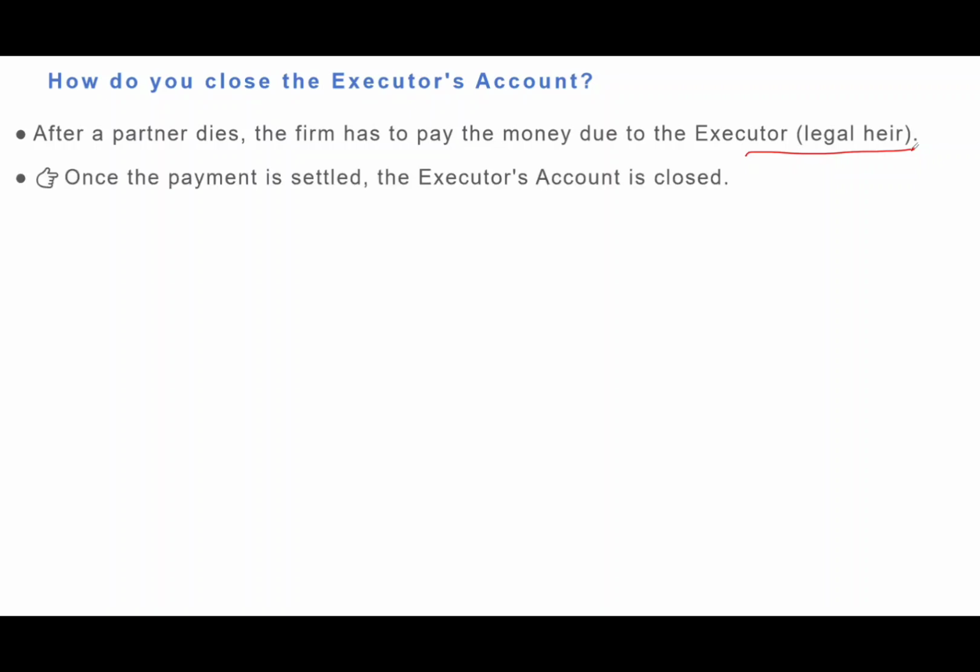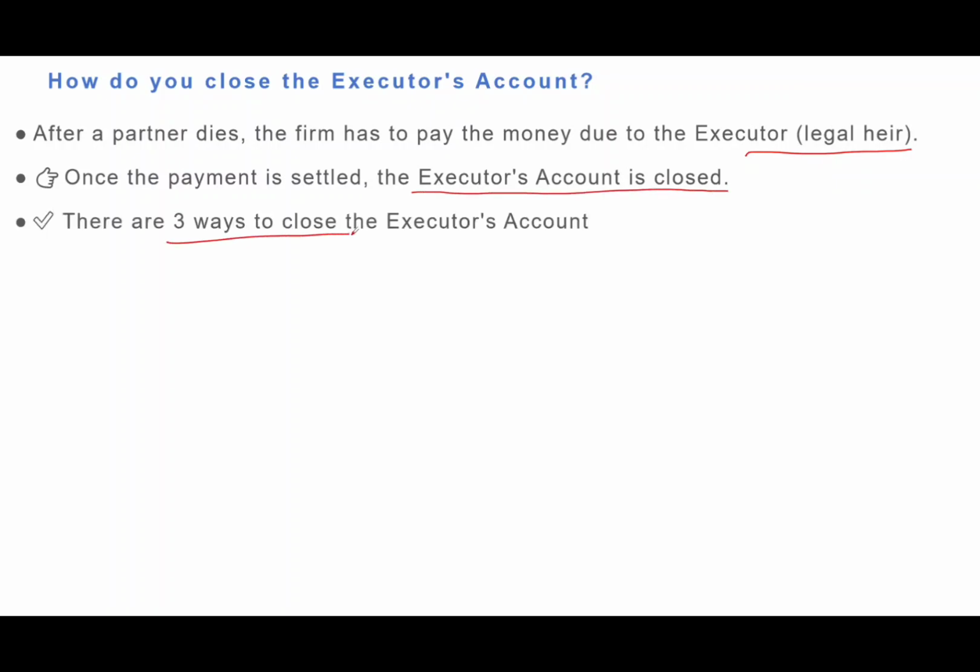So we are going to see how to close the executor's account. Now the executor's account, once the partner dies, the firm has to pay money to the executor, that is the legal head appointed by the court. Once a payment is settled, the executor's account will be closed. Now, how to close the executor's account? There are three ways to close the executor's account.